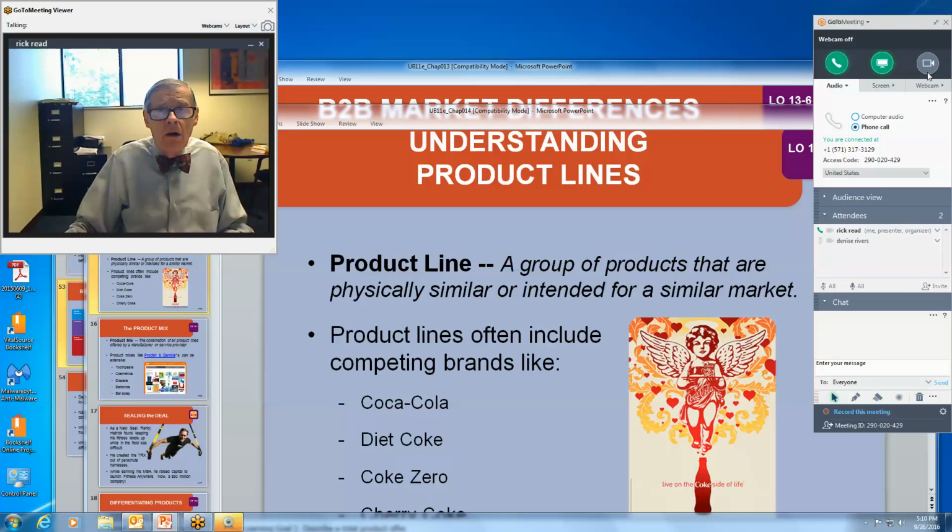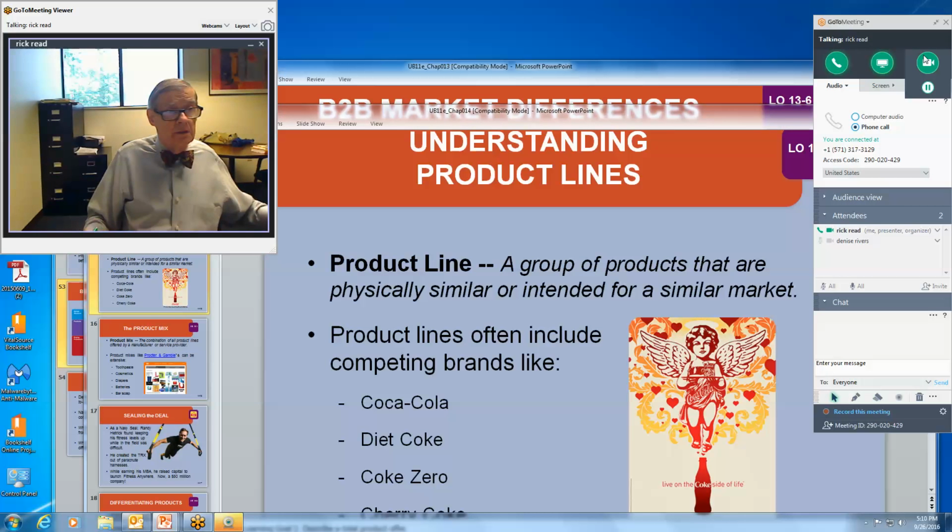Now, this particular slide introduces us to the product line, and then we're going to talk about product mix. A product line is where all of the products in that particular group are either physically similar or, as it says here, intended for a similar market. What it gives us here is Coca-Cola, Diet Coke, Cherry Coke, Coke Zero, et cetera.